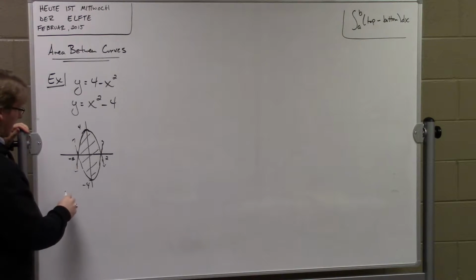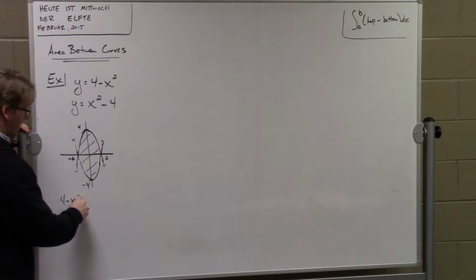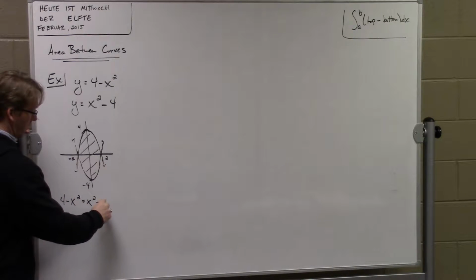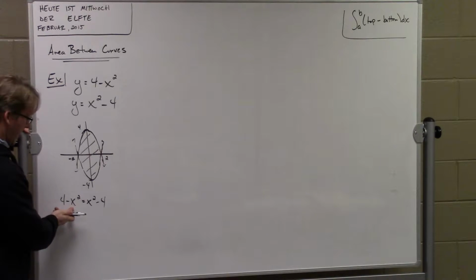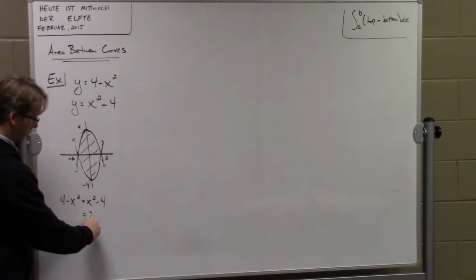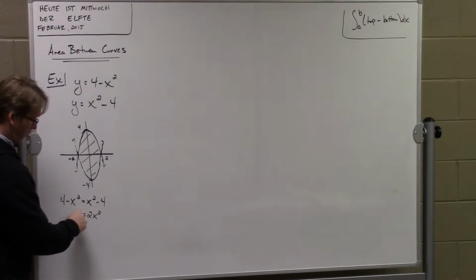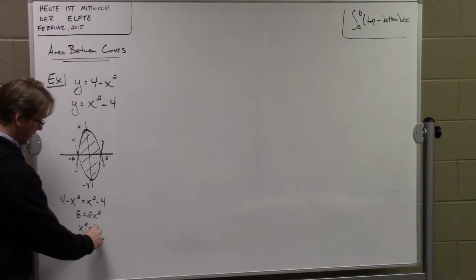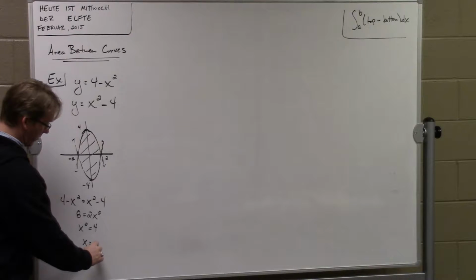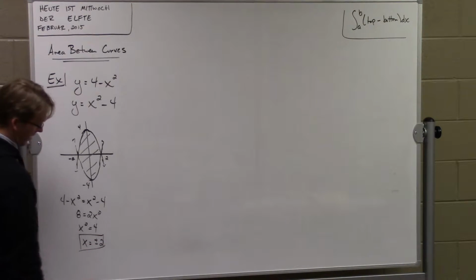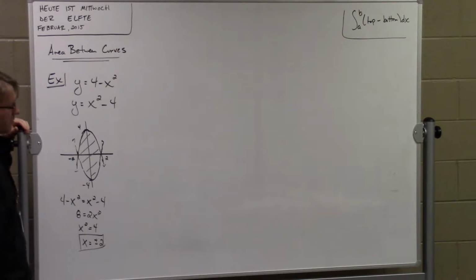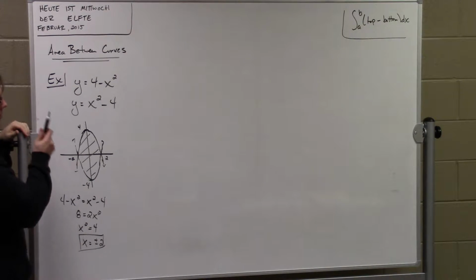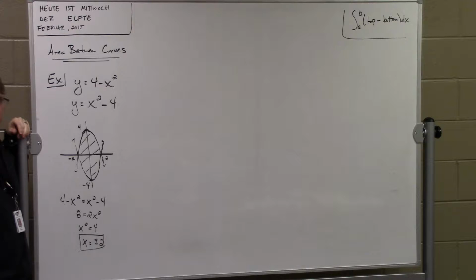Algebraically speaking, if we were to figure out where these two intersected, we would say 4 minus x squared is equal to x squared minus 4, and then practice our algebra. I'd bring the x squared over, I'd bring the 4 over, divide, and I get x equals plus or minus 2. Don't forget when you take a square root like that, you need the plus or minus, which confirms what our picture told us.